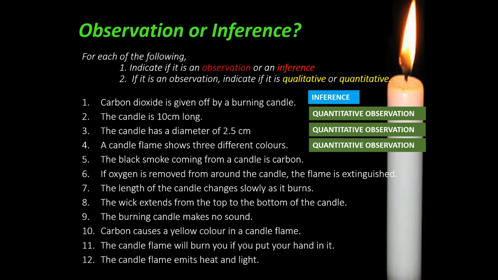The black smoke coming from the candle is carbon. So we don't know that that's actually carbon. I mean, we do from experiments, and scientists do know that. But when you're looking at a candle, you can't really write that in your observation table because that would be more of an inference. So you're making an inference that that's carbon. You're not actually seeing the carbon atoms. If oxygen is removed from around the candle, the flame is extinguished. There again is an inference. I mean, we know it's going to happen from past experience, but we're not directly observing that right now. So we're going to infer that will happen.